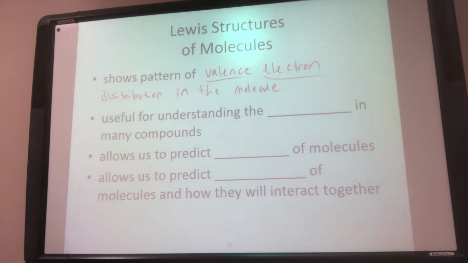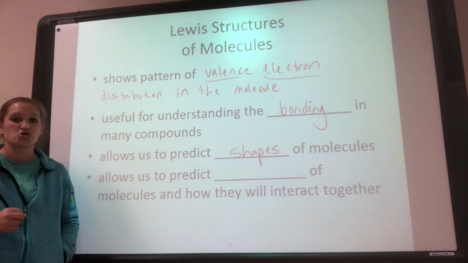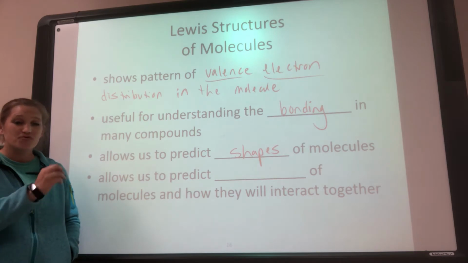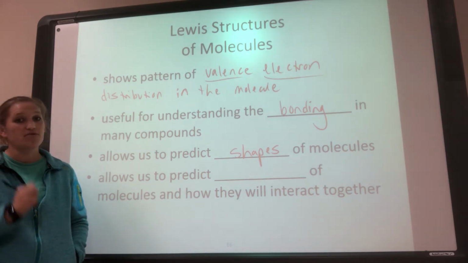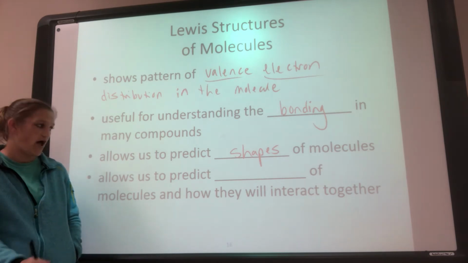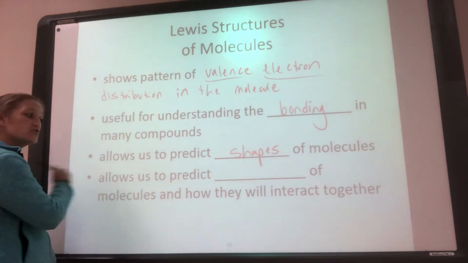Lewis structures are really beneficial. They're going to be helpful for understanding the bonding in many compounds. Why do some things bond in a single bond? Why do some things bond in a double bond? We'll be able to do that. Lewis structures allow us to predict the shapes. At the end of this chapter, we're going to start to learn what the three-dimensional shapes are. So we'll be able to draw the 2D pictures, and then we're going to be able to look at the 2D picture and predict what the 3D picture should look like. But we can only do that if we have the 2D.